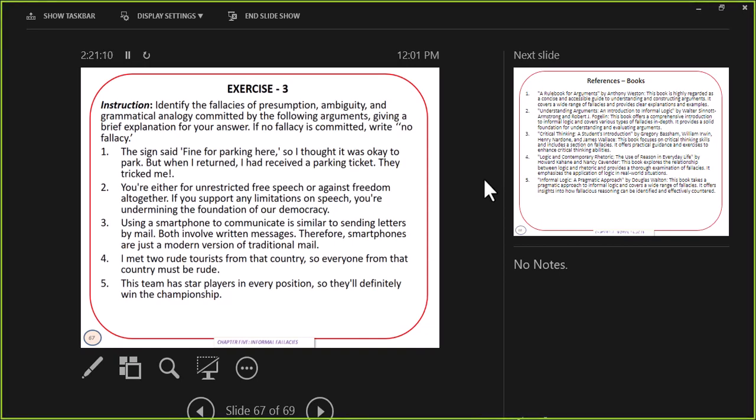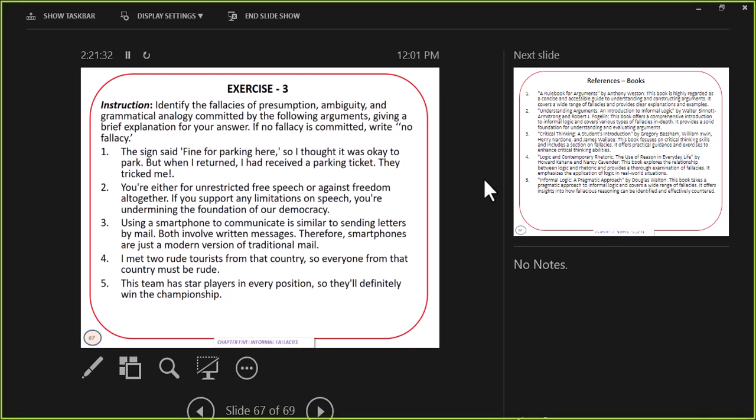Your name? Kafela. Kafela, yes. Which fallacy: presumption, ambiguity, or grammatical analogy? Ambiguity, namely? Equivocation. Very good. Why? Which word is equivocated? Fine. Thank you very much. The word fine is equivocated.